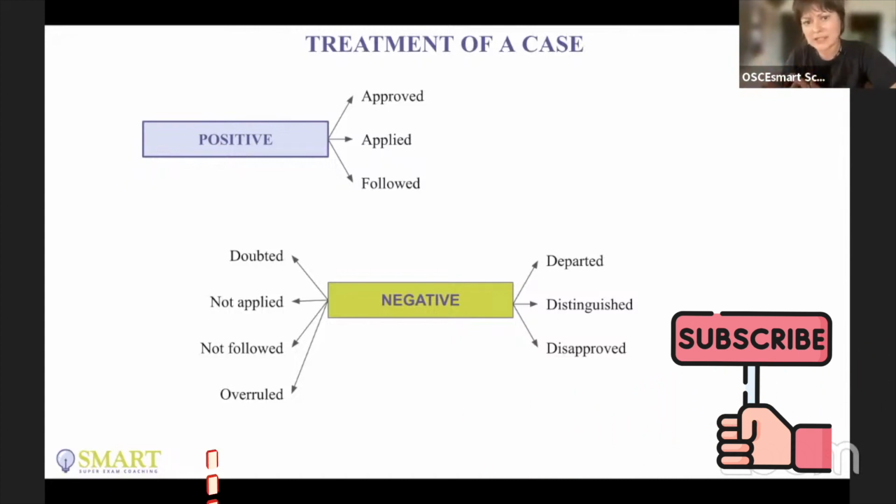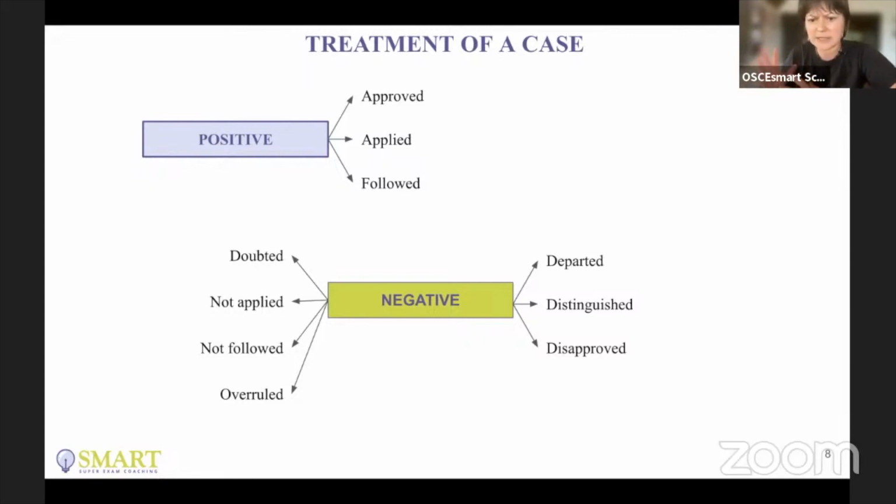Could you explain a little bit to us, especially in regard to positive treatment? Obviously, for negative, we can distinguish a case, we can disapprove it, overrule. What about positive treatment? What is the difference between a case being approved, applied, or followed? If you could expand on that a little bit.